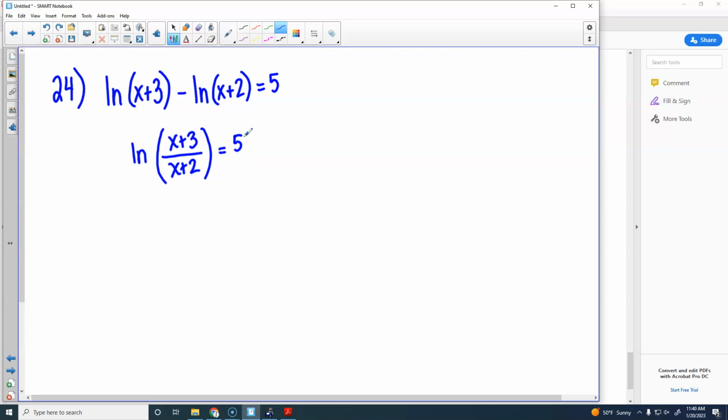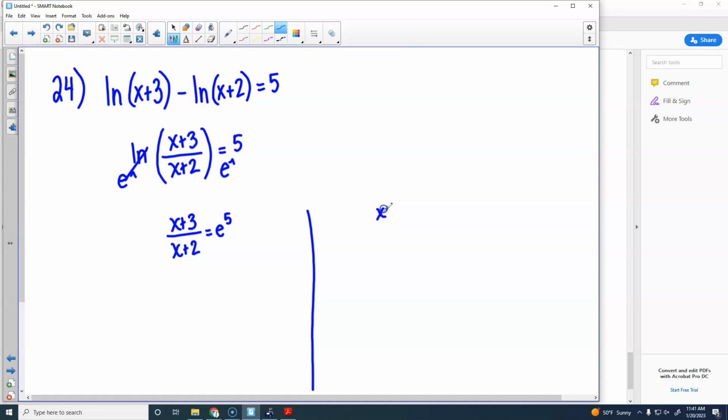And then, Abby, how are we going to get rid of that natural log right there? Yeah, e to the power, because your base on a natural log is e. So that'll give us (x+3)/(x+2) = e^5. I'm going to write it like that. Okay, here is where the two ways we're going to do this problem are going to differ.